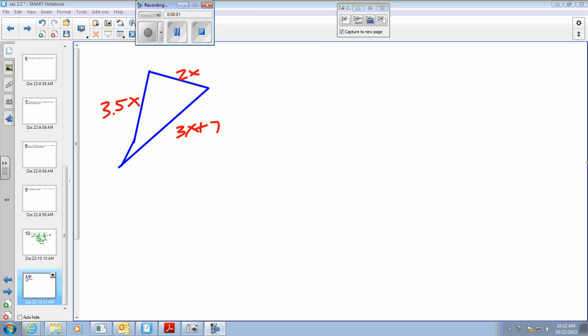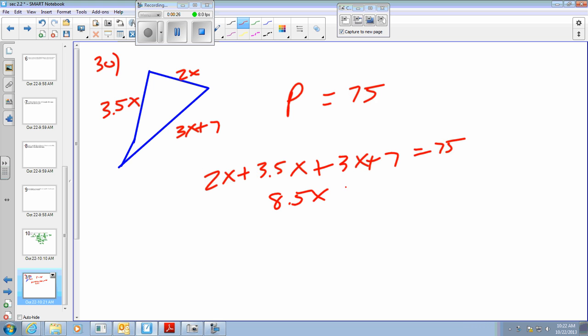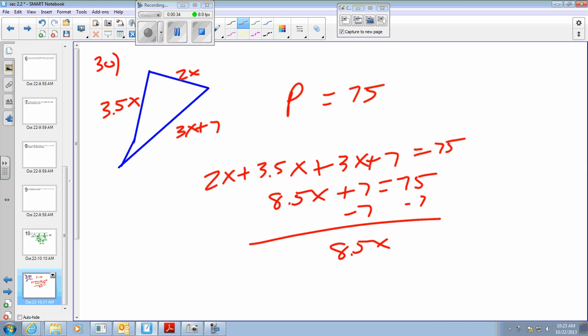Let's take a look at question number 30. Here's our picture, and we know that the perimeter of this one, they tell us, is 75. So our equation is going to be 2x plus 3.5x plus 3x plus 7 equals 75. If I add my x terms together, I get 8.5x plus 7 equals 75. Minus 7, minus 7. I get 8.5x equals 68.